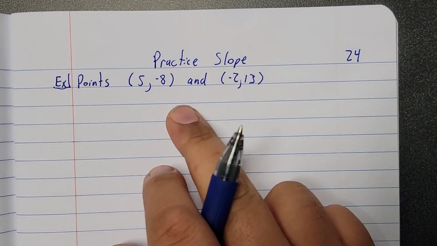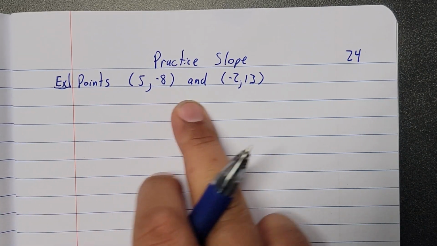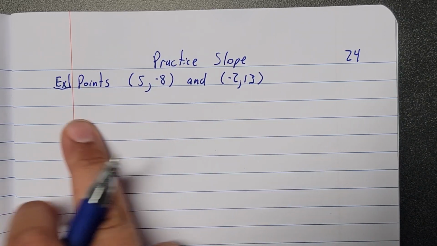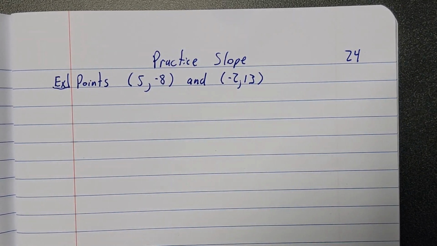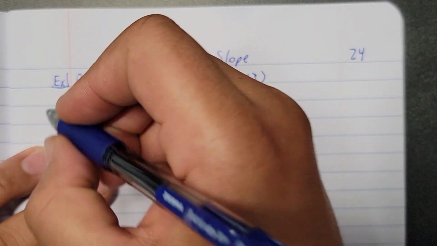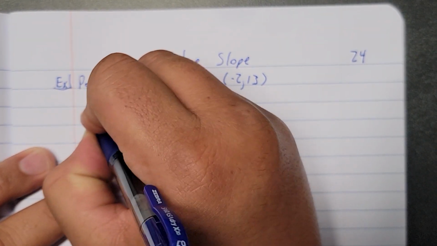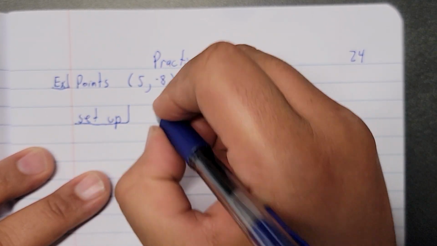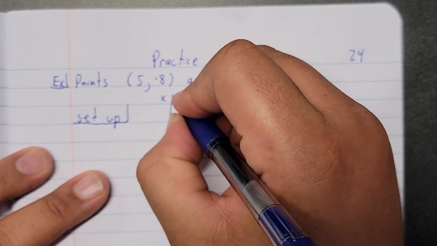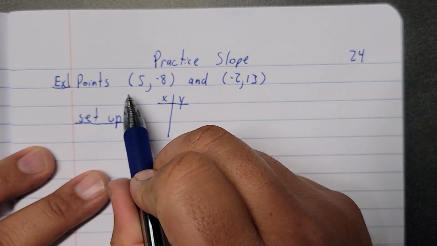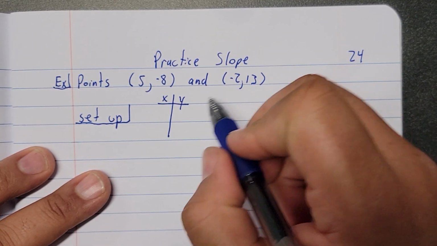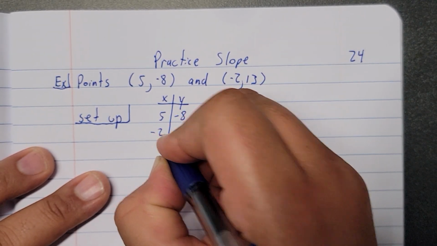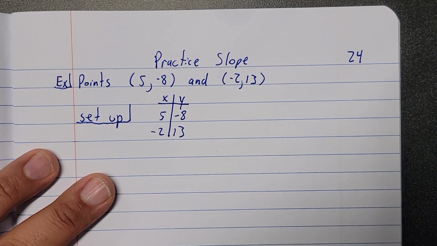All right, so let's go ahead and practice slope with some points. We have 5, -8, and then we have -2, 13. So we have some points. We're going to put this in the calculator, and let me set them up. Our setup is going to be like a table, X, Y. It's easier if we do this like a table. You start off with the smallest. Well, actually, no, it doesn't even matter if we only have 2 points. We're going to put 5, -8, and then we have -2, 13.